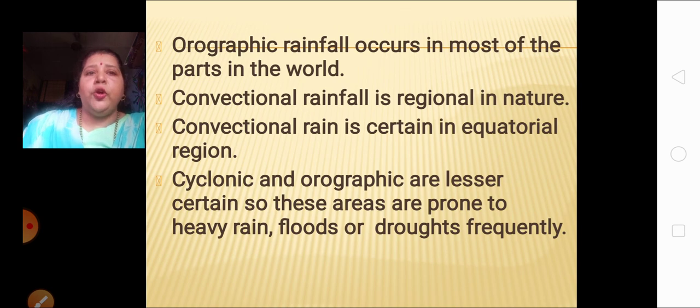If we talk about convectional rain, it is certain that it is going to take place in the equatorial region. But if we talk about orographic and cyclonic rainfall, it is not at all certain. If it takes place, it takes place; if it does not, it does not. If it takes place, it can lead to heavy rain, floods, droughts. Such disasters take place because of the orographic and cyclonic types of rainfall. Understood, children? Everyone has understood till here? Good.